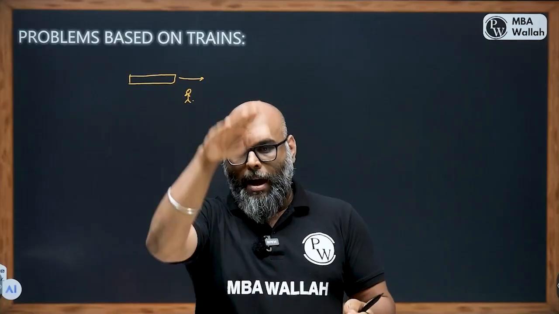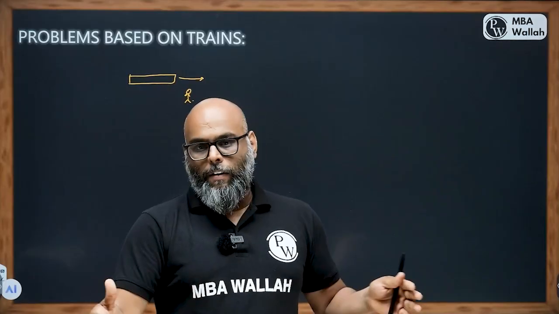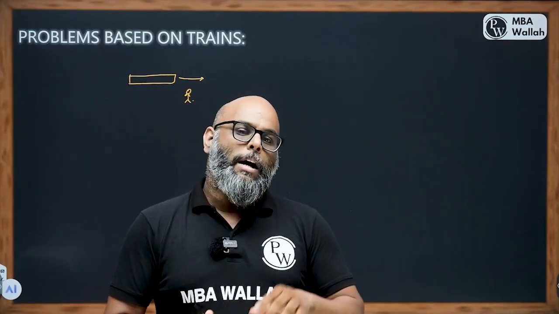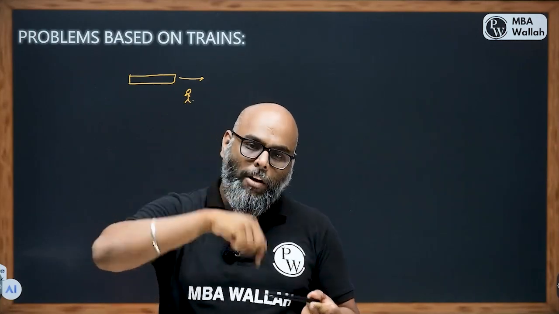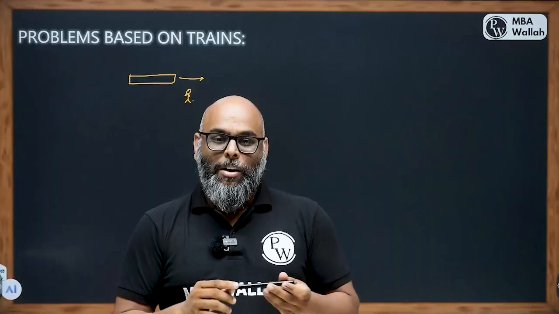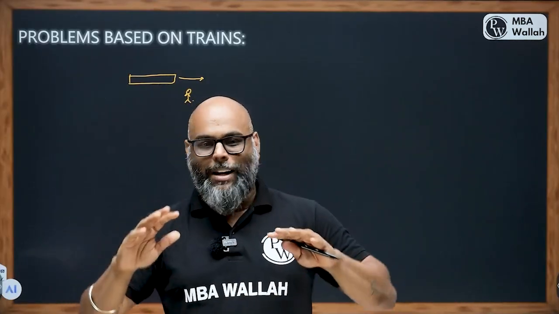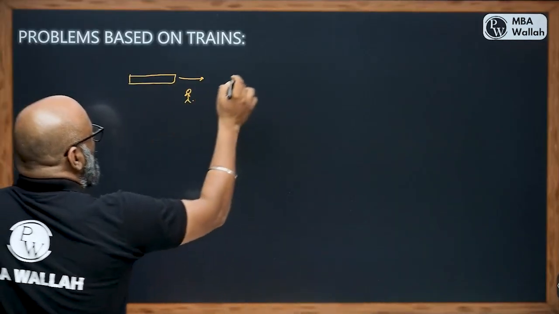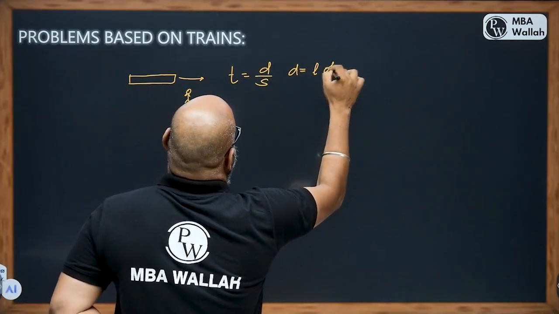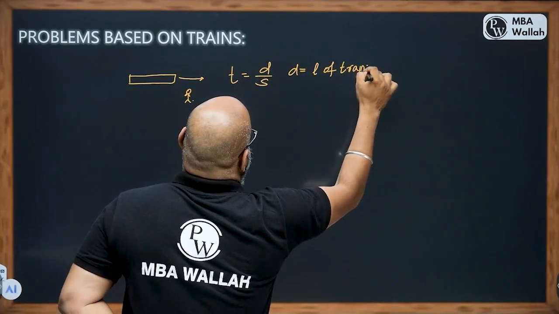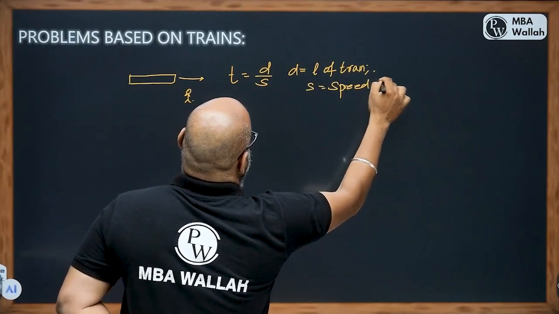Now if there is a man, a pole, a milestone, or a bike, the length of whatever we just mentioned is negligible compared to the length of the train. So when a train crosses a man, we also take the length of the train here. There's no other length. When a man crosses a train, the distance is the length of the train. When a train crosses a man, the distance is still the length of the train. So T is equal to D by S, where D is the length of the train and S is the speed of the train.